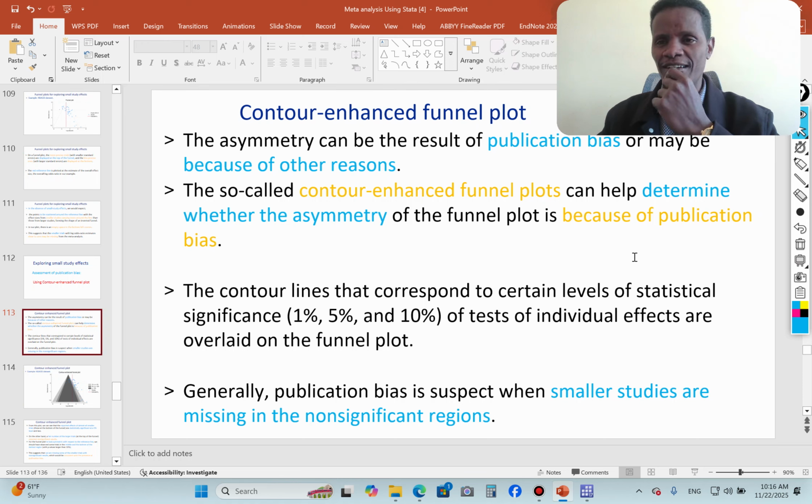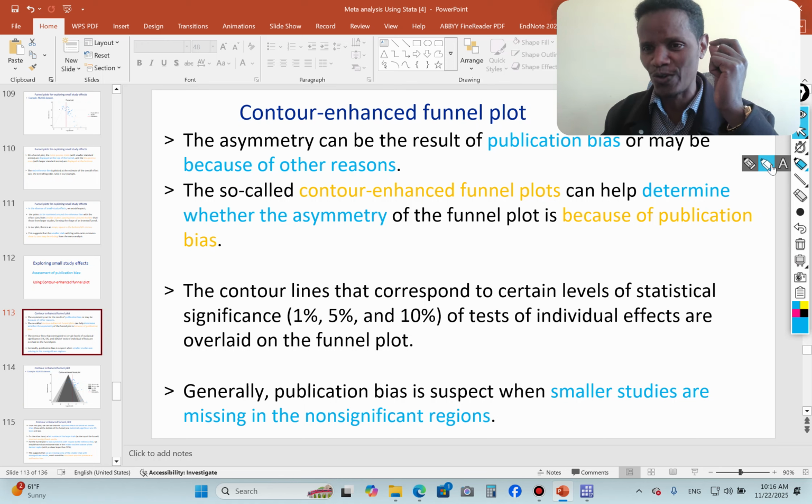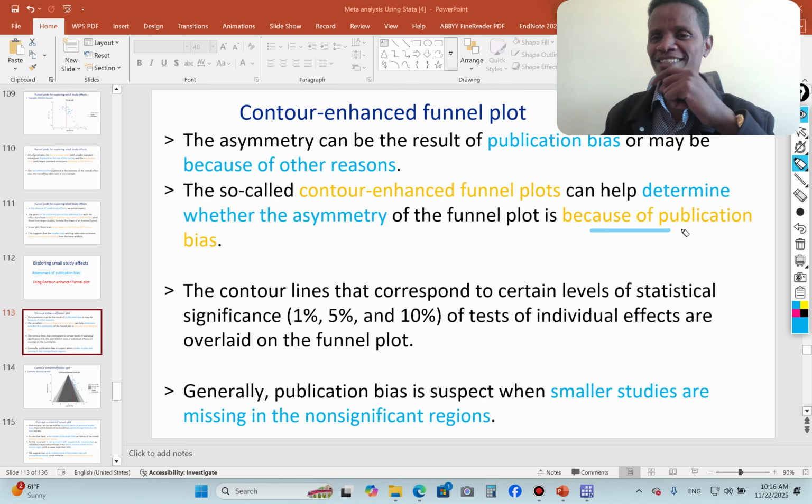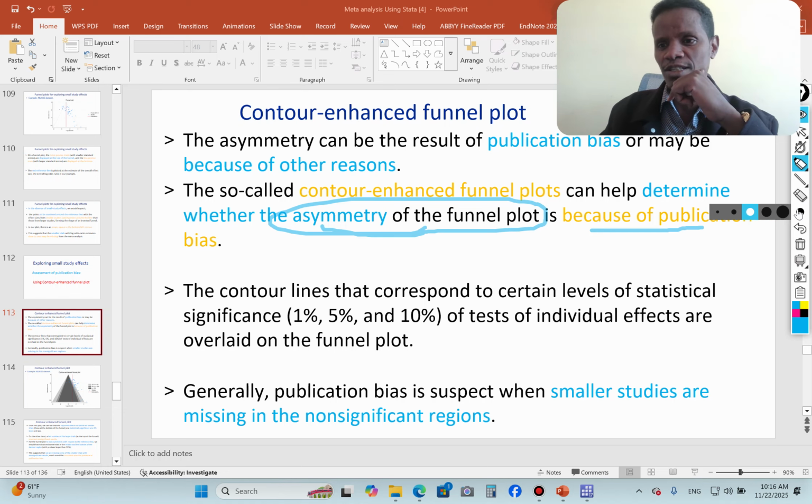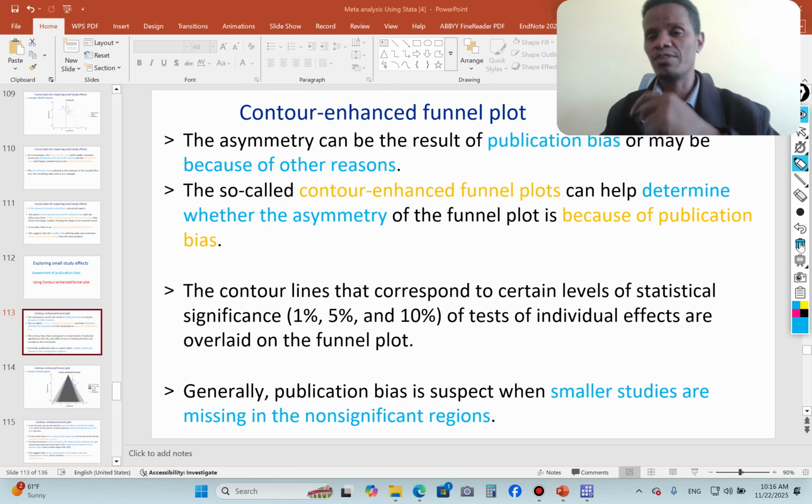So this is an advanced way of assessment of publication bias, which is said to be a contour enhanced funnel plot. The so-called contour enhanced funnel plot can help to determine whether the asymmetry of the funnel plot is because of publication bias or not. We can identify exactly whether the asymmetry of the funnel plot is because of publication bias or because of reasons other than publication bias by the use of this contour enhanced funnel plot technique.